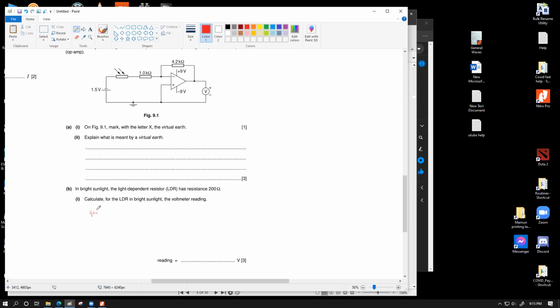So gain equals minus RF by R in. Here the feedback resistance is 4.2 kilo ohm, and my input resistance is the series combination of both of these, which is 200 plus 1000. It will have a minus sign. Calculate and see what it comes to. 4200 divided by 1200, minus 3.5.